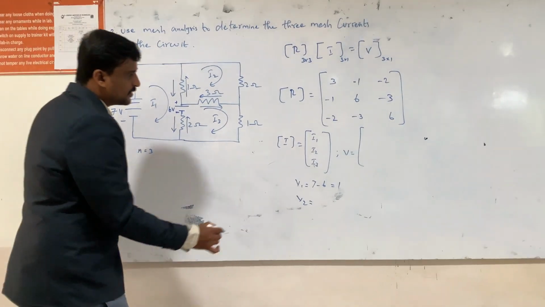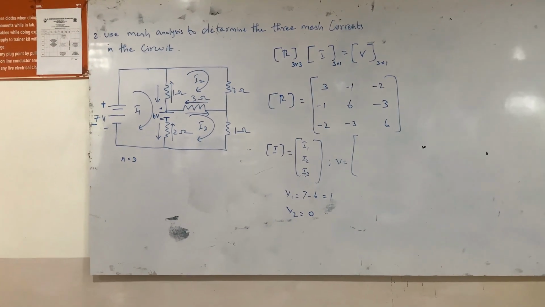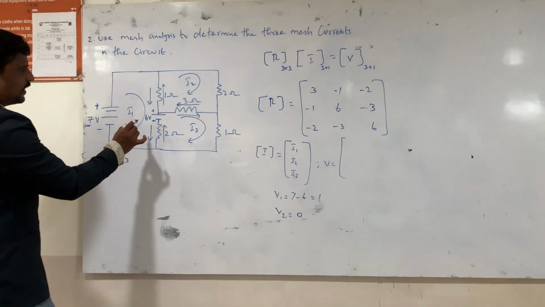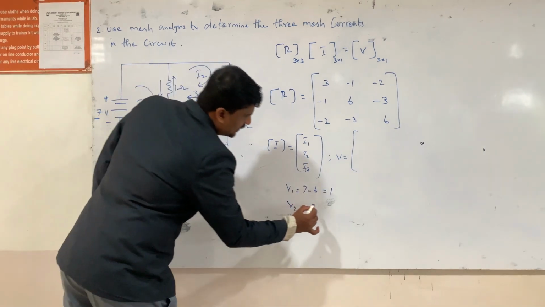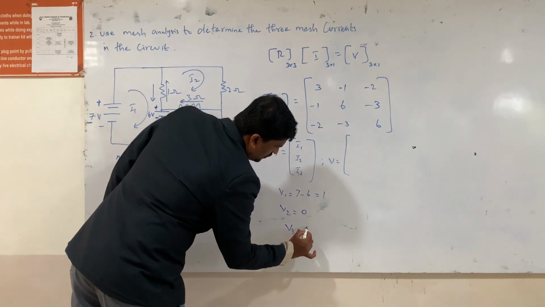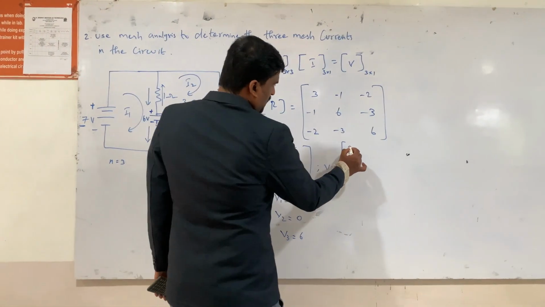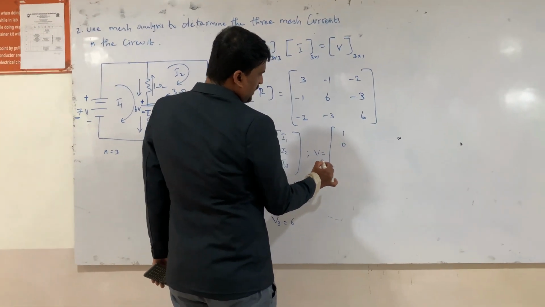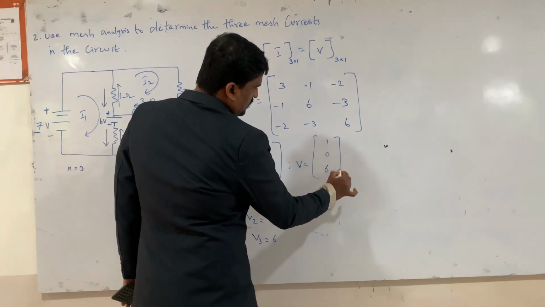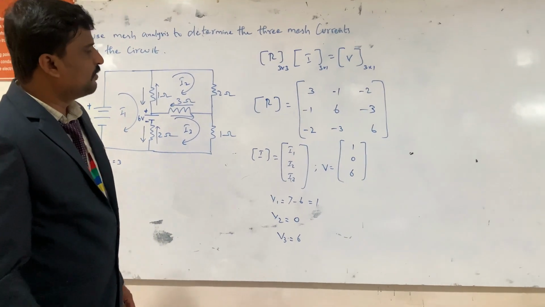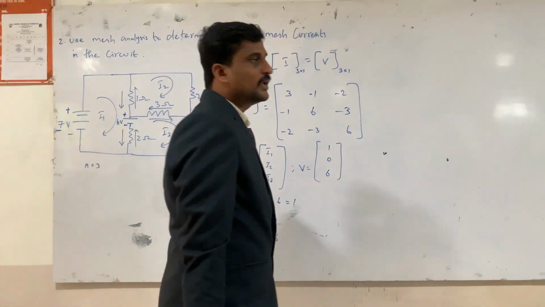And next for V2, in loop 2 there is no voltage source given, so the voltage here is 0. And next for loop 3, here we have only one voltage source, the current leading direction is positive, so here V3 is equal to 6 volt. So we have taken the value for voltage matrix, so V is equal to 1, 0, 6. So this is the V matrix. So now we are using Cramer method, we can find the values for I1, I2 and I3.